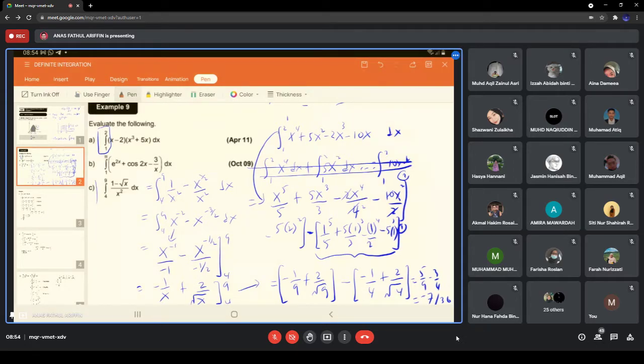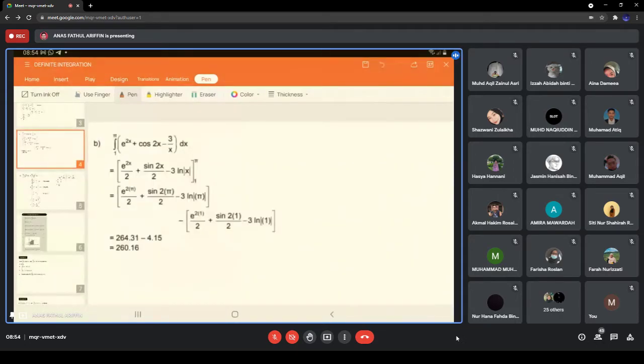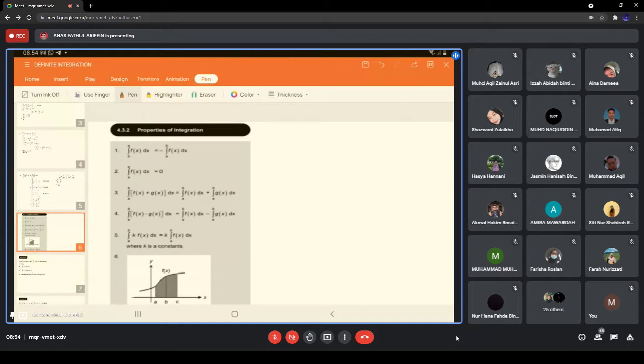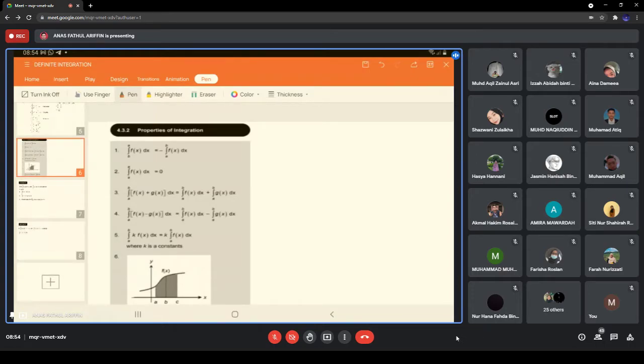So next we have the topic, properties of integrations. Jadi kita break sekejap, take 3 minutes break. Nanti kita sambung yang properties of integrations.